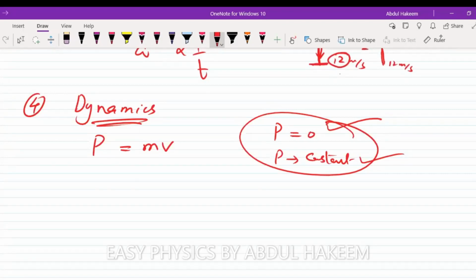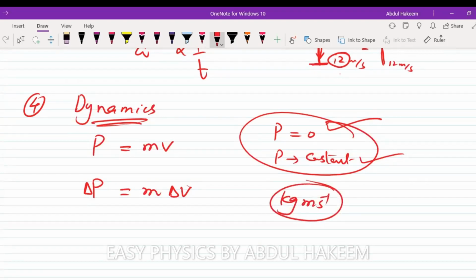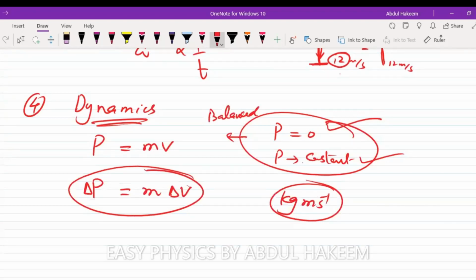But when we apply an unbalanced force, definitely it will produce acceleration due to change of velocity. So the momentum changes. So delta P is equal to m delta V. The base unit of momentum is kilogram meter per second. It means for zero momentum or for constant momentum, balanced forces are required. And for the change of momentum, unbalanced force is required.